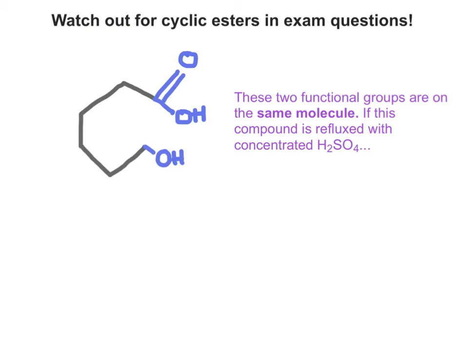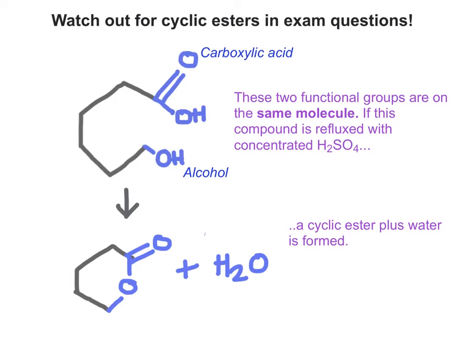One thing to definitely have a look out for in exam questions is cyclic esters. If we take this example, you've got two functional groups on the same molecule. One is a carboxylic acid group and one is an alcohol. And not surprisingly, if you reflux that compound, those two functional groups will react with each other. You end up getting a cyclic ester.